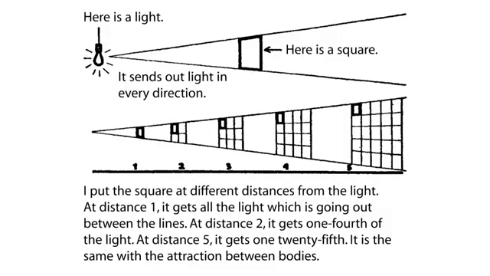Here is a light. Here is a square. It sends out light in every direction. I put the square at different distances from the light. At distance 1, it gets all the light which is going out between the lines. At distance 2, it gets 1/4 of the light. At distance 5, it gets 1/25. It is the same with the attraction between bodies.